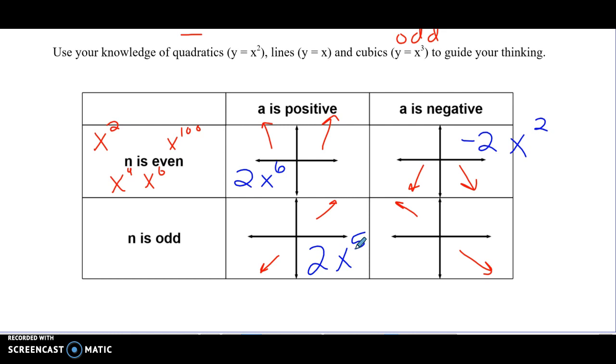And then the last one, Jace? Negative 6x to the 75th. Good.